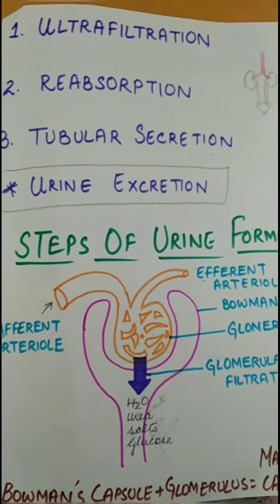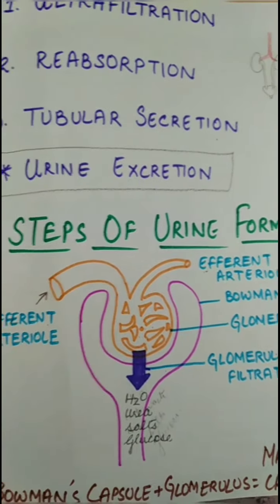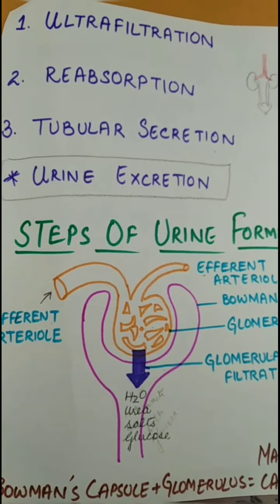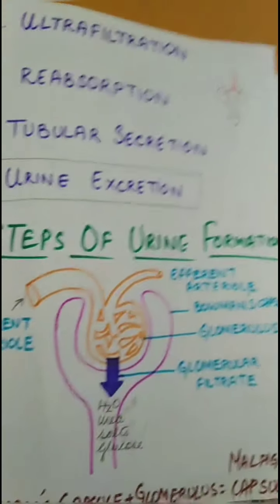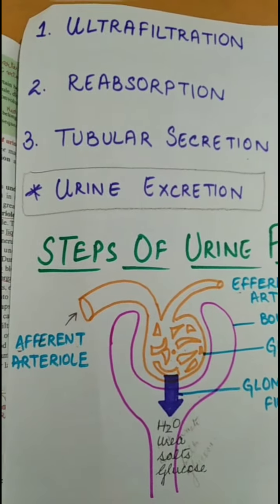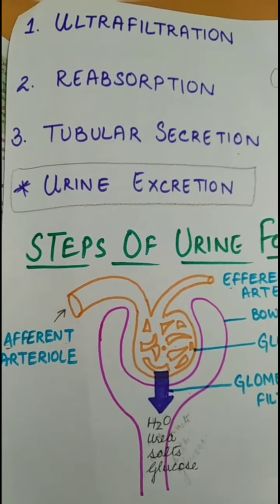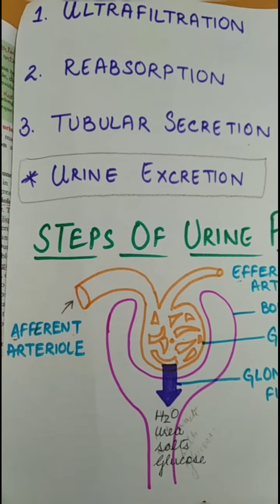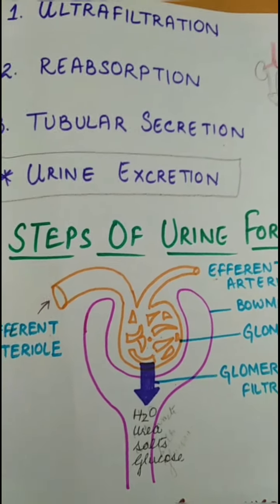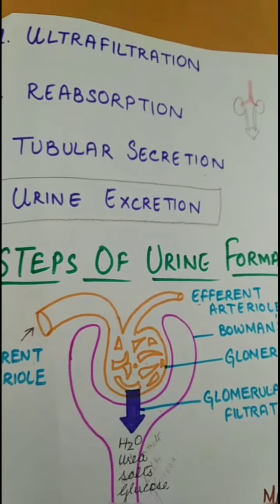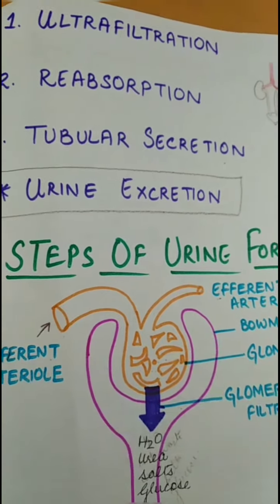Hello students, the topic that we are going to learn today is steps of urine formation. Urine is formed inside the kidneys in three different steps. First one is ultrafiltration, then reabsorption and tubular secretion. Well, first of all, we'll discuss the ultrafiltration.